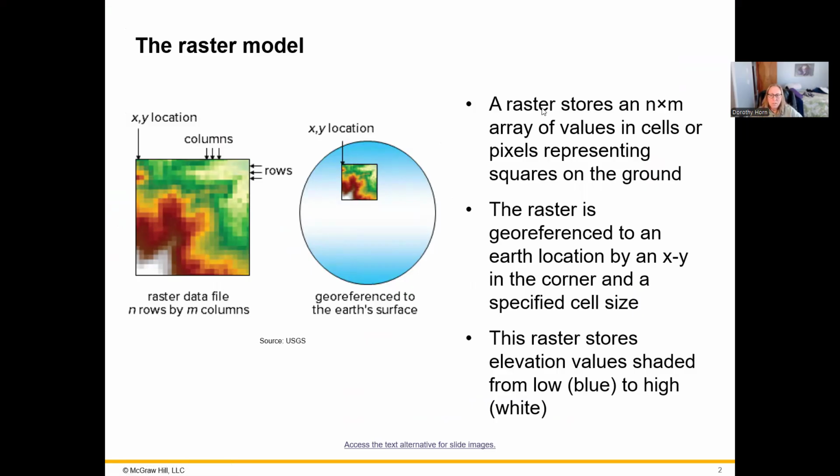So we're going to talk about the raster model today. This is chapter 6. So a raster, remember, is basically a picture, and it stores information in all of these little cells. So we have columns going up and down, and rows going left to right. Each square has an X and Y location, and it can be georeferenced to the Earth's surface. So what does that mean? It means that it has a lat-long, basically, and you can slap it on the Earth somewhere, and it makes sense.